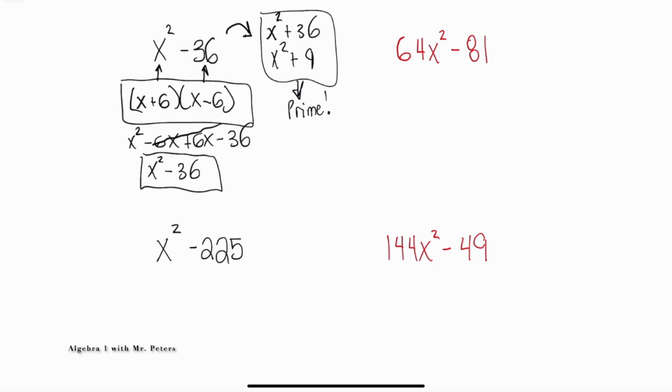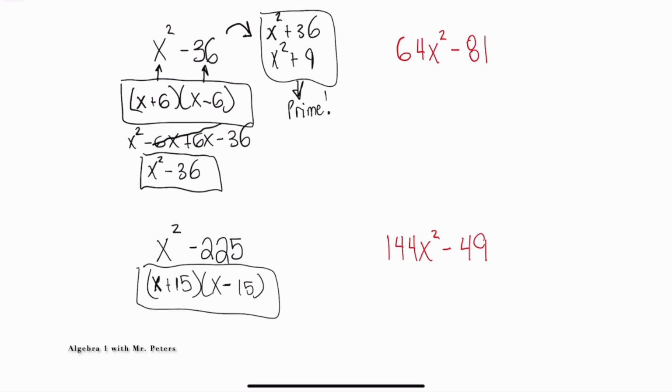When we look at the second example, it's the same thing. So x squared is a perfect square. Its square root is x. 225 is a perfect square as well. Its square root is 15. So we rewrite the expression twice, and then we alternate the signs. So in our second answer, this would be the answer.